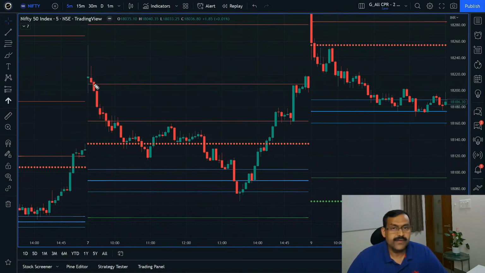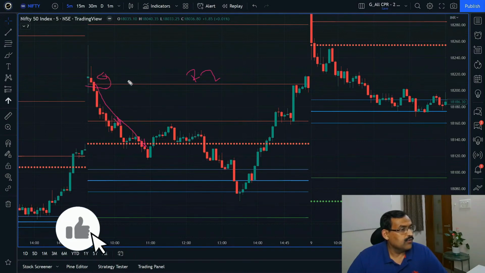So once you identify this rejection at R2, this is R2, you can go short with a target of R1, or even you can continue to trail up to previous day high. So what should be the stop loss? Your stop loss should be, take a trade here and few points above the R2 if you have taken the trade at third 5 minutes candle.